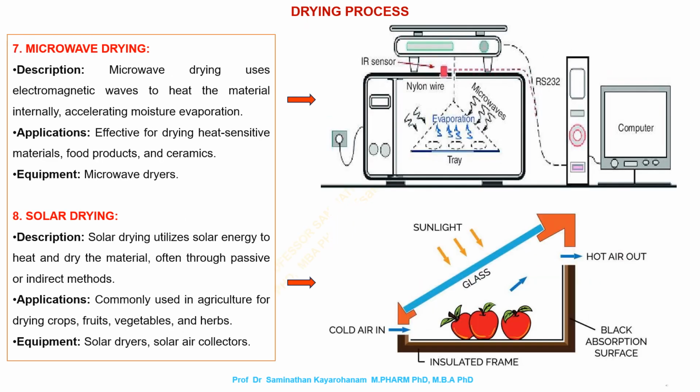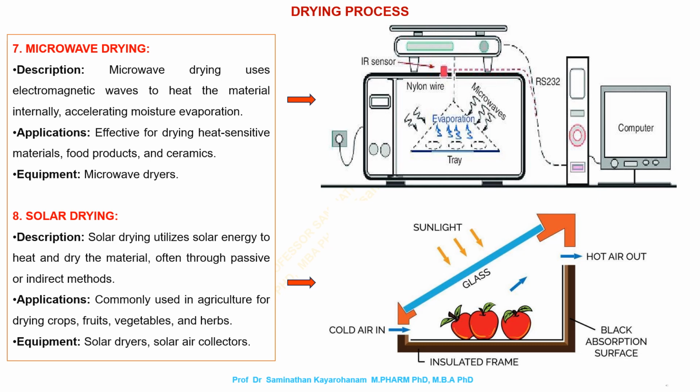7. Microwave drying. Description. Microwave drying uses electromagnetic waves to heat the material internally, accelerating moisture evaporation. Applications. Effective for drying heat-sensitive materials, food products, and ceramics. Equipment. Microwave dryers.